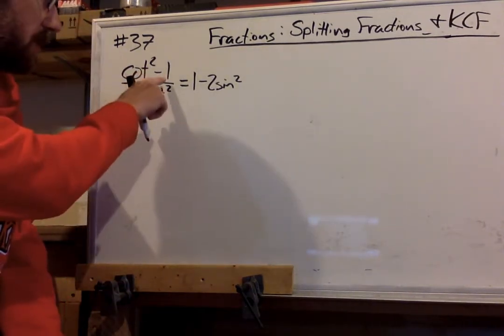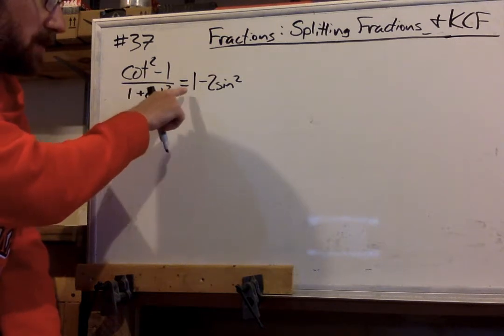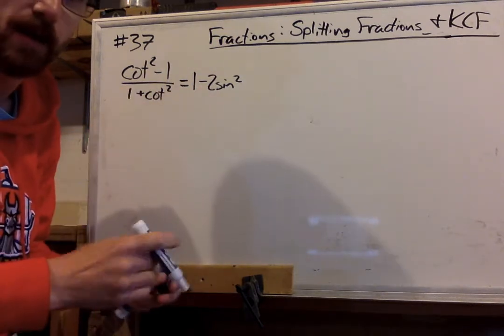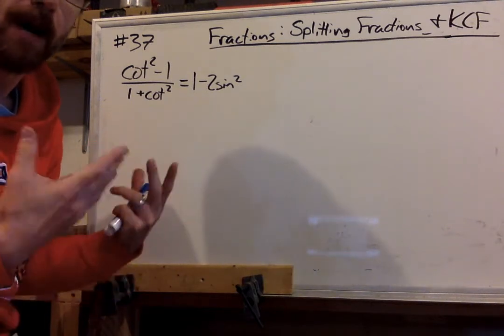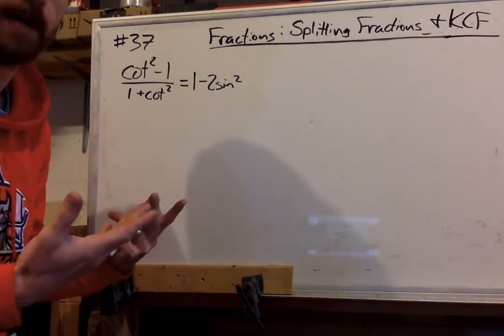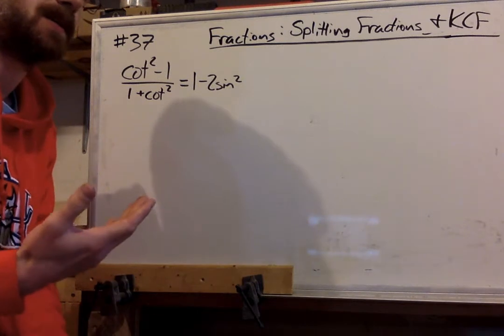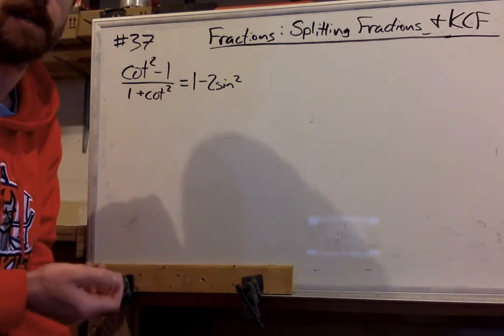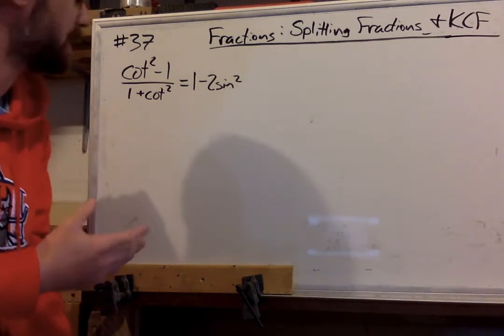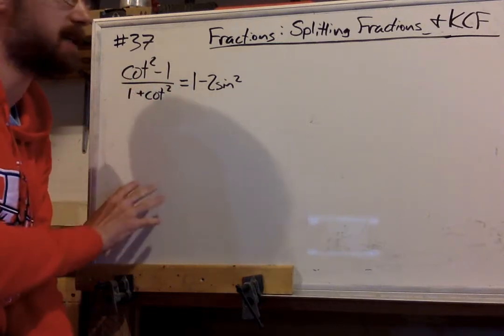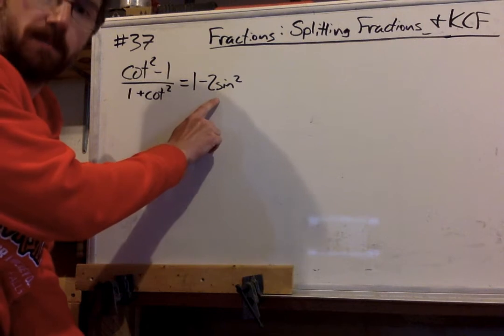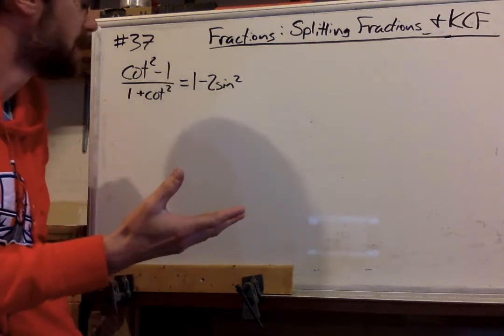Cotangent squared minus 1 over 1 plus cotangent squared equals 1 minus 2 sine squared. So first off, I'm going to split this fraction up. How do I recognize when I would split a fraction up? Generally speaking, when verifying trig identities, the preferred strategy would be to look at the more complicated side and try to break that down into the more simple, simpler looking side.